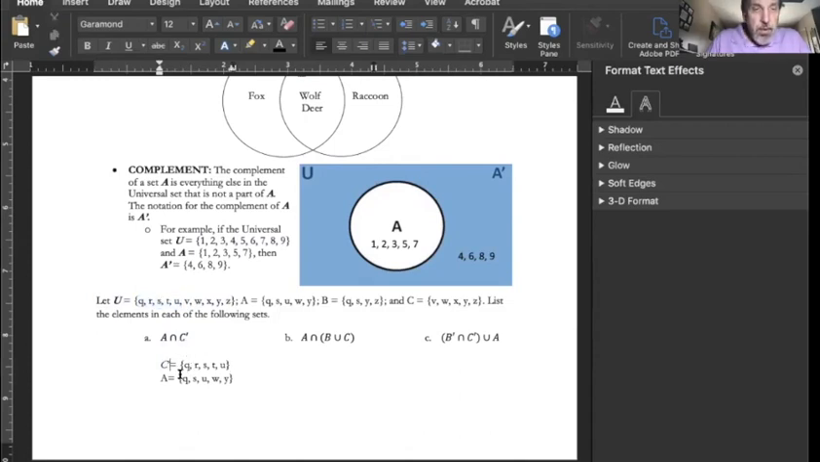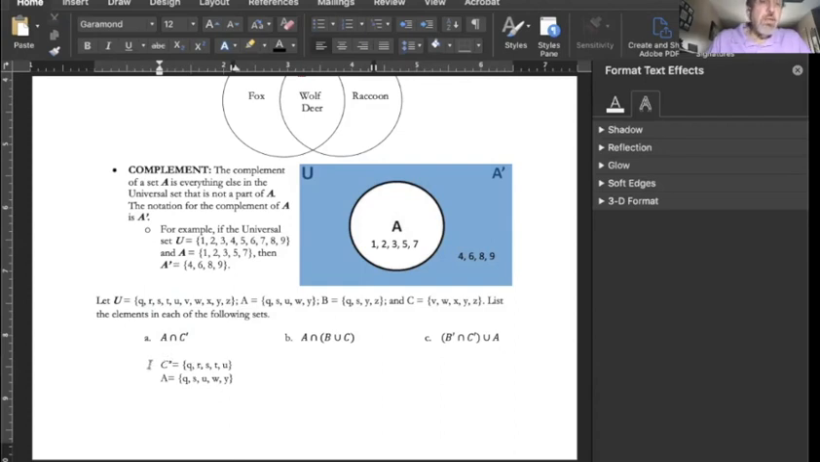By the way, it might be a little hard to see there, but there is a little apostrophe there. That's the complement. C complement is QRSTU. And then we take our original A, which is QSUWY, okay? And we want to find their intersection. Now remember, intersection means what do they have in common? What is in both A and C complement?